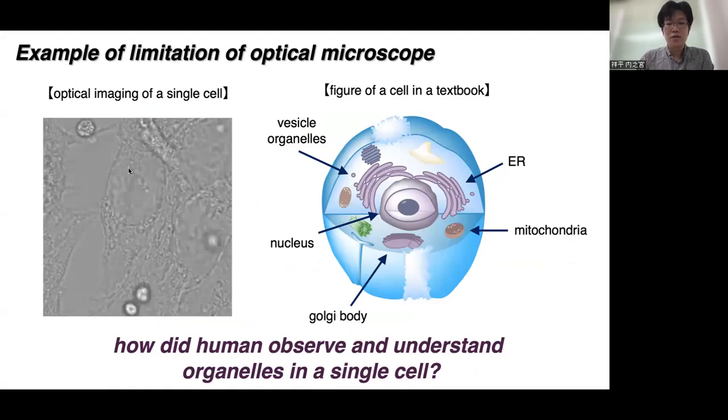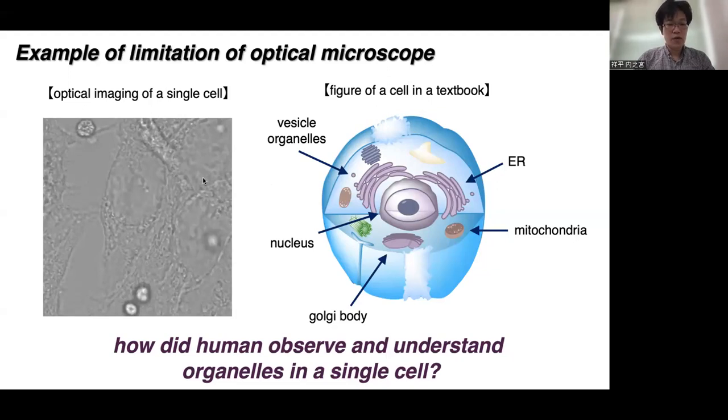Okay. So for example, in the biological field, optical microscope can provide a single cell image like this. However, in your textbook, you may see the illustration of single cell like this. So this illustration tells us that the single cell consists of various organelles such as nucleus and Golgi body and mitochondria. However, we cannot observe these organelles by optical microscope. So how did researchers find and understand these organelles in single cells?